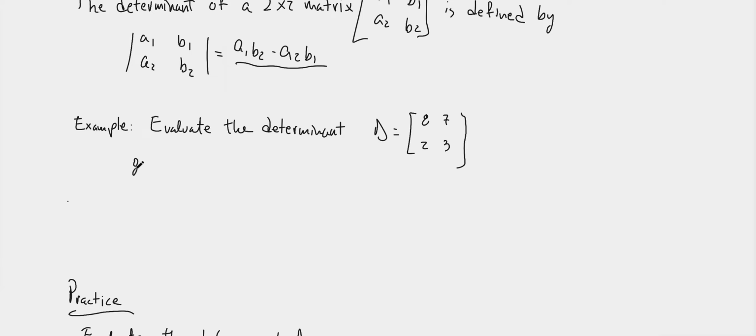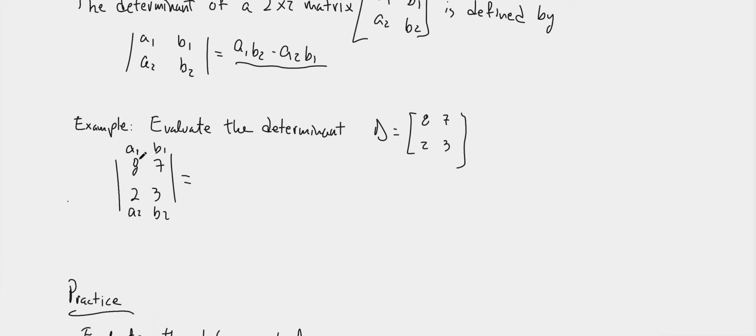Okay, so we have this matrix here. I'm just going to rewrite it again: 2 and 3, and what we have to do is evaluate the determinant. Now let's use the formula that we have here. Let me just write this as A1, this will be B1, A2, and B2.